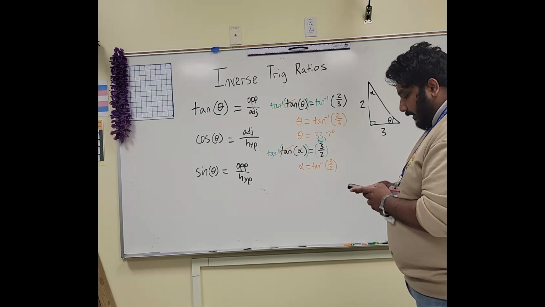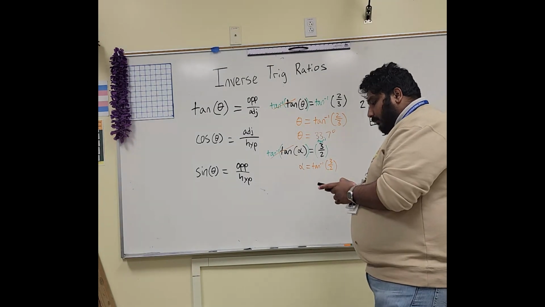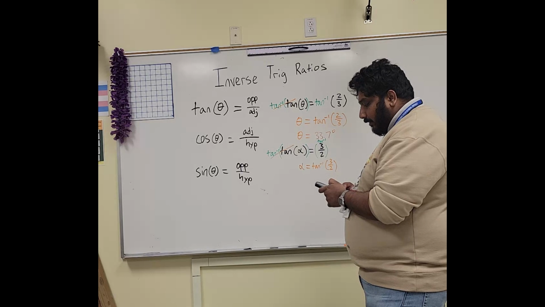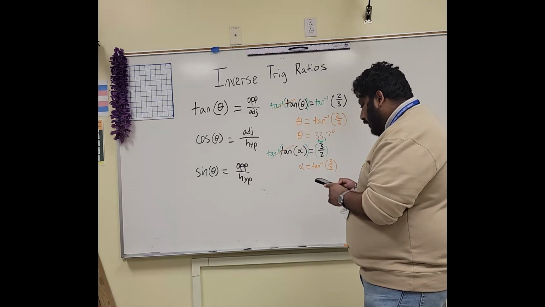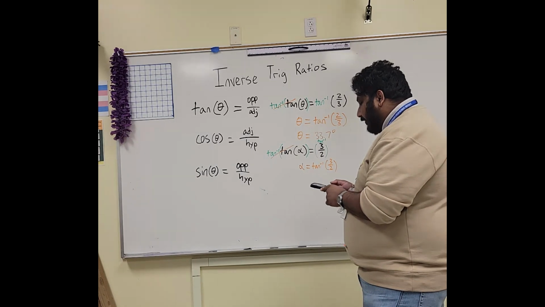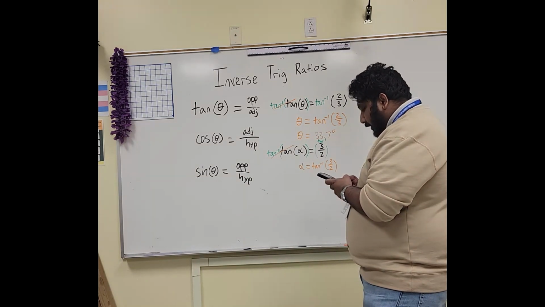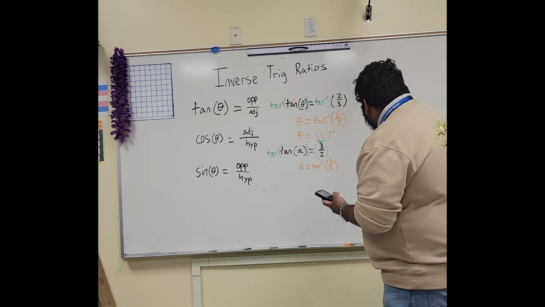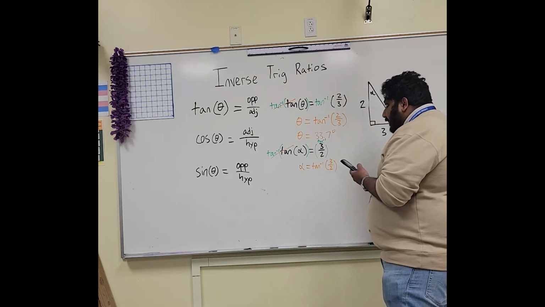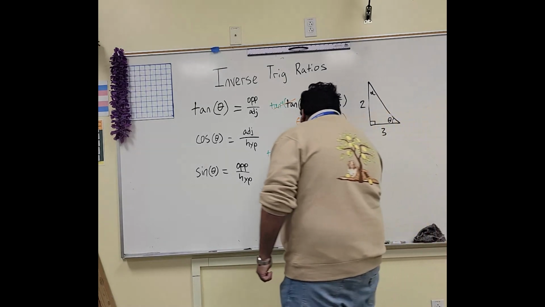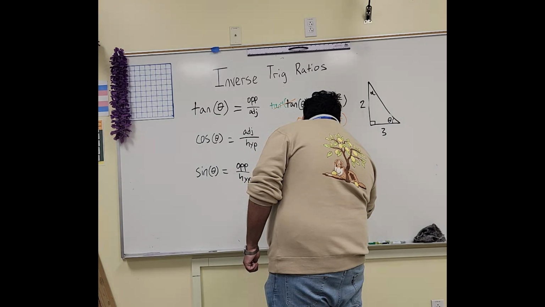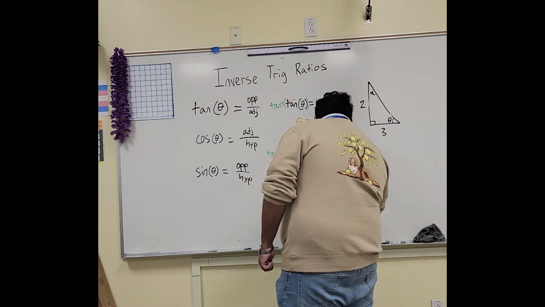We put it in our calculator again. So remember, we're going to press second on the scientific calculator, then find the tangent button, which is going to give us the inverse tangent. 3 divided by 2. And we're going to end up with 56.3 as our alpha. 56.3 degrees.